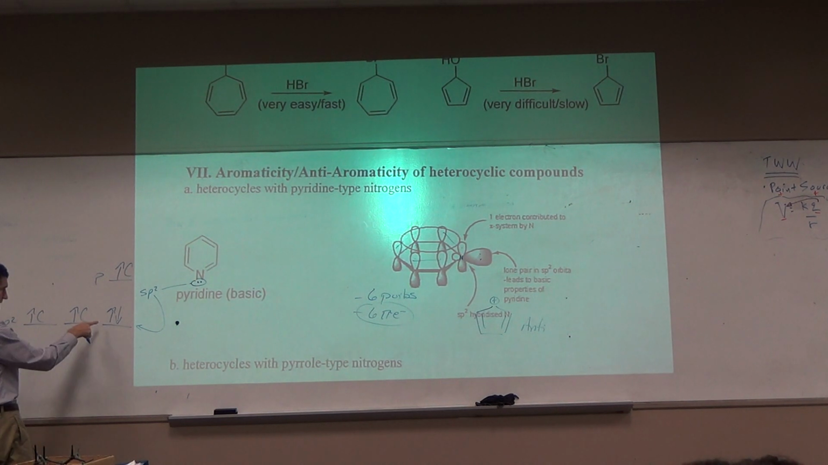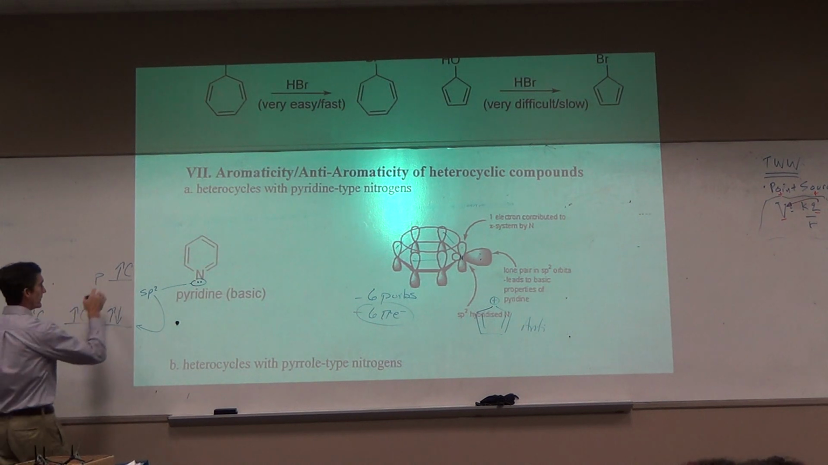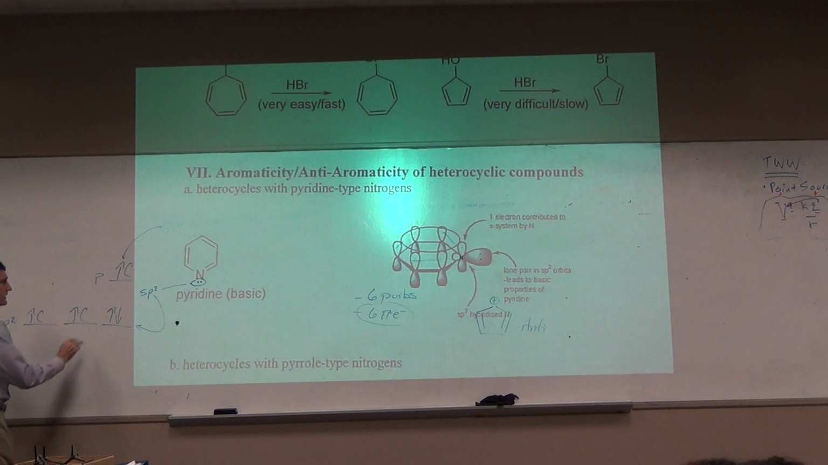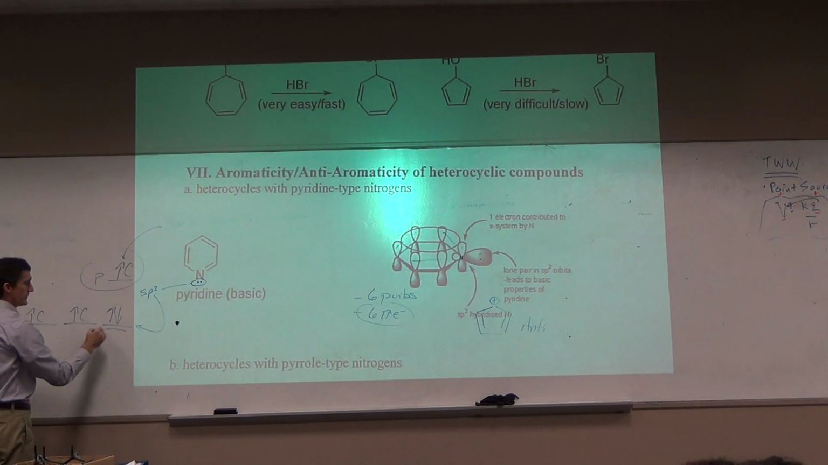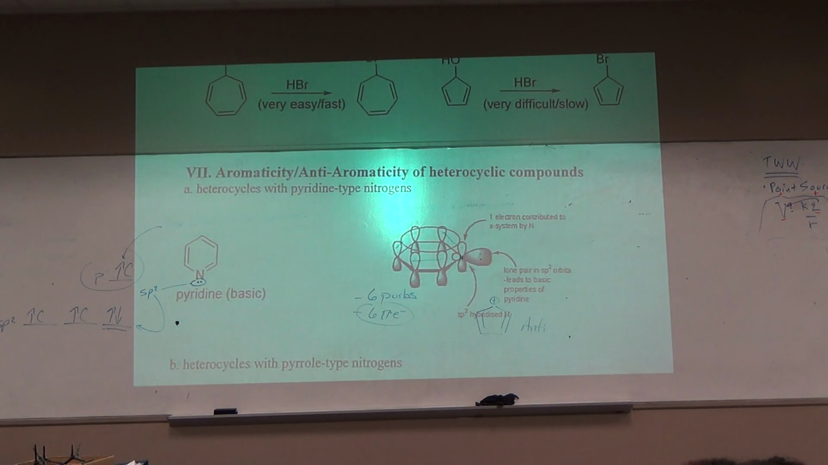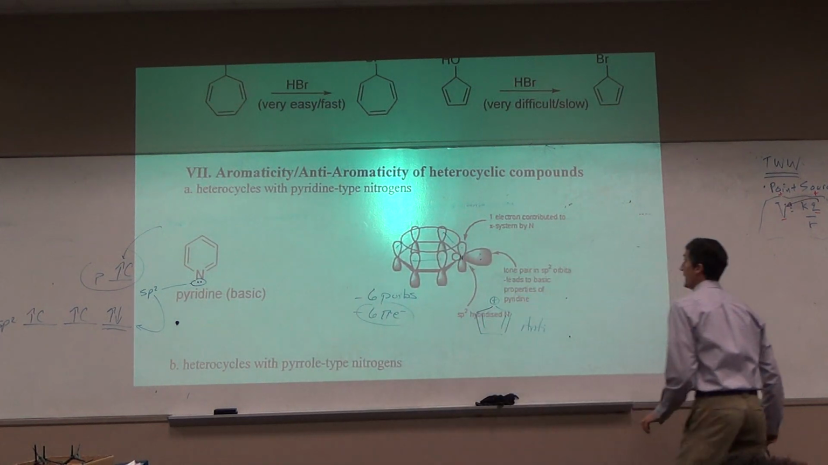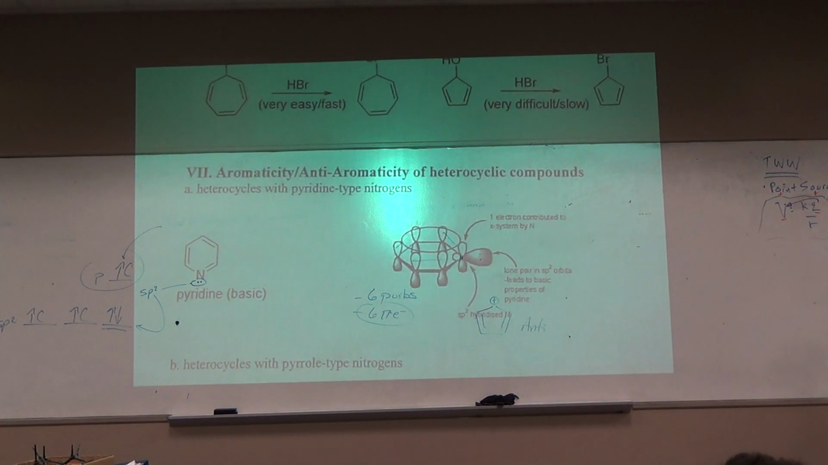Now, 1 electron from the nitrogen is in the pi system. The arrows are my electrons for nitrogen. Right here, 1 electron's in the pi system, in the p orbitals. The lone pair is not in the pi system. The lone pair is in a hybrid orbital, the sigma framework. That's a pyridine type nitrogen.